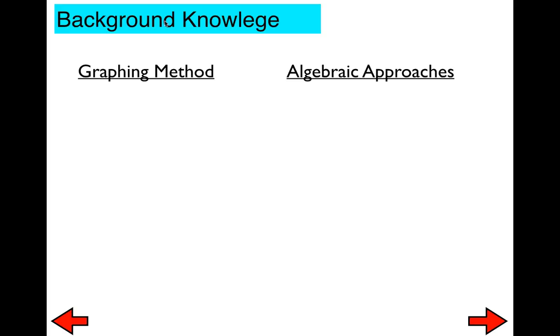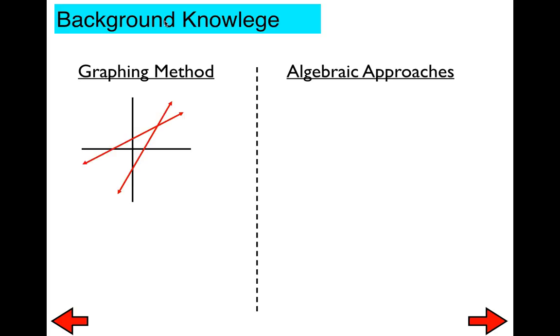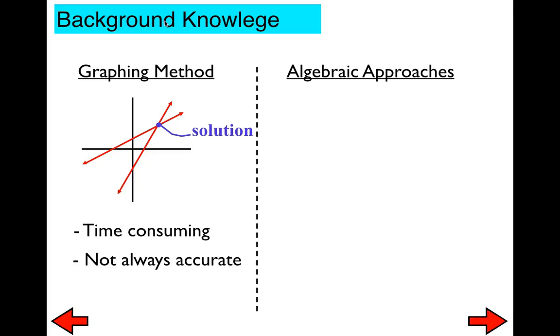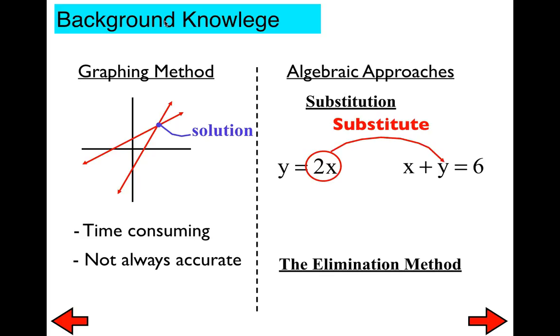So far, in order to solve a system, we've used graphing methods and we've used algebraic approaches. For the graphing method, we graphed our two lines and found out where they intersected. That was our solution. This could sometimes be pretty time consuming and it's not always accurate. So we took an algebraic approach, which is basically using the substitution method, where we took an expression and substituted it in to solve for a variable.